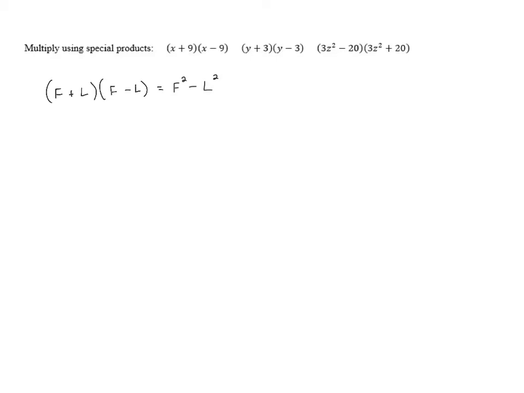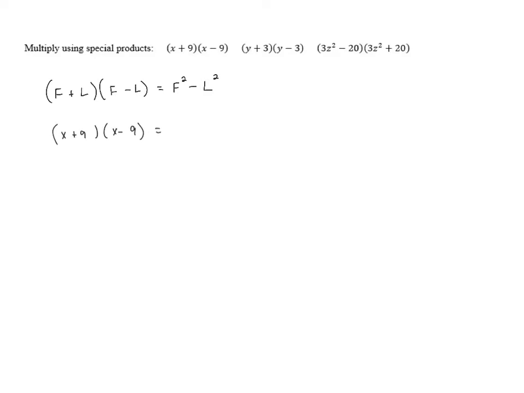And so we can use this formula for all three of these because each one is a sum times a difference, or a difference times a sum of the same terms. So let's look at these one at a time. Let's start with x plus 9 times x minus 9.